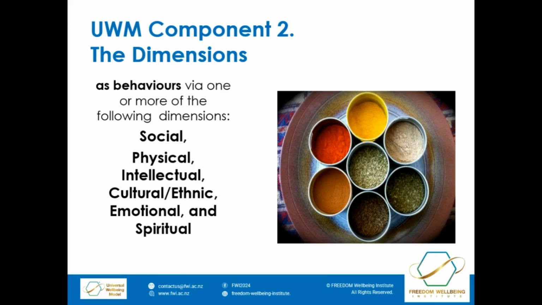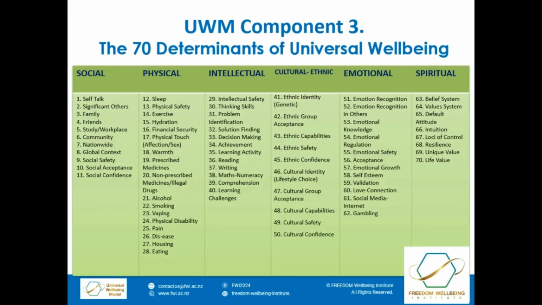Now, through our research, we've identified that scary number, there are 70 behaviours that ultimately determine the state of our universal wellbeing. And they are listed here, and initially when you see them it can be a bit overwhelming.